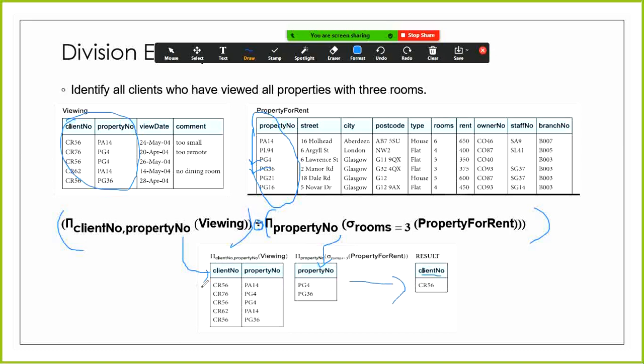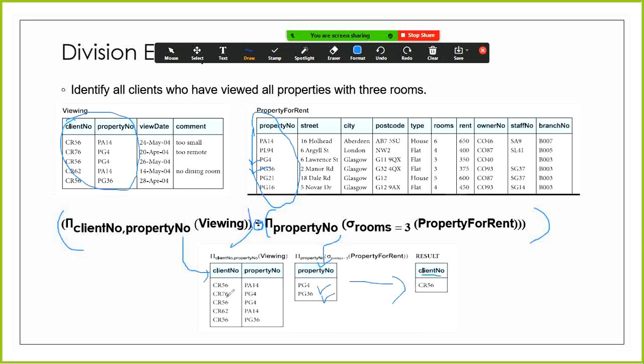Now we will consider only those tuples that match with every tuple of relation S. So we have this CR56, it matches with PA14. Okay, we don't have PA14, so it doesn't matter. Then we have this CR5 with PG4 and CR56 with PG36. So this CR56 actually matches with both these values. So we will write it in our result.